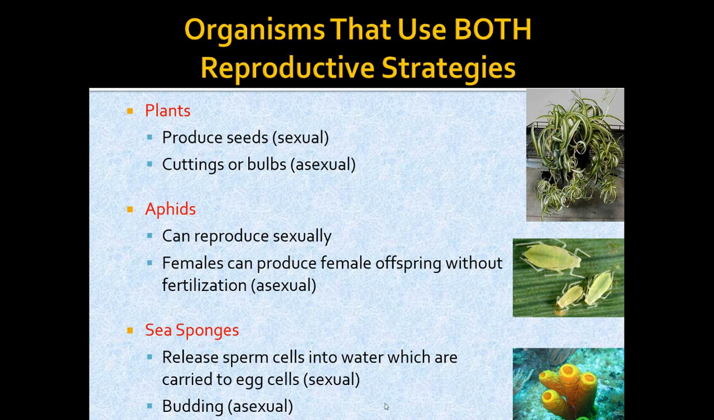Sea sponges release sperm into water, which are carried to egg cells. So basically it's by chance, right? Hopefully the sperm cells will land on an egg cell and they will fertilize it to produce more sea sponges. Or budding: for this sea sponge, a small bud will form here, and eventually it will fall off to start a new cycle.